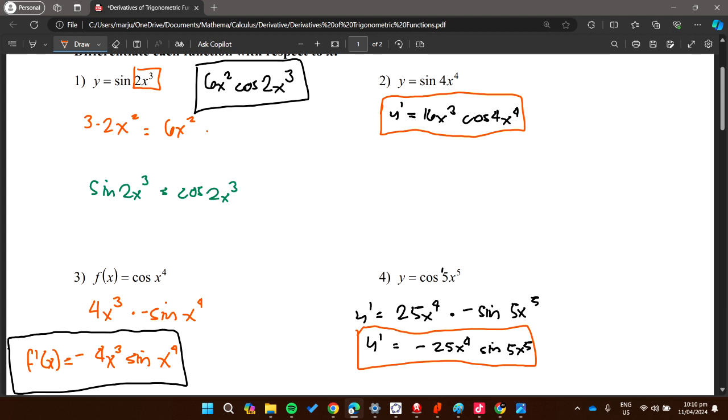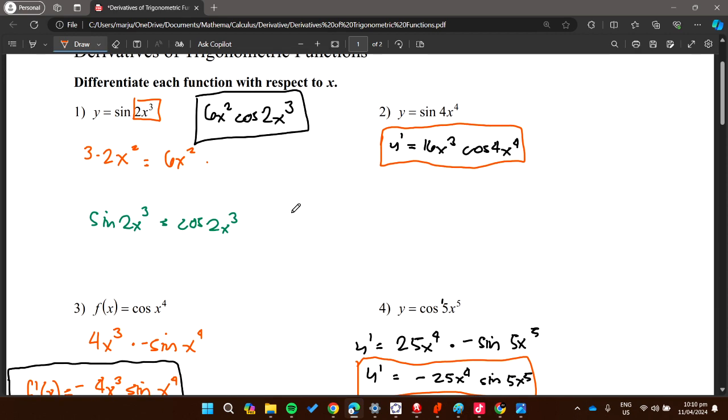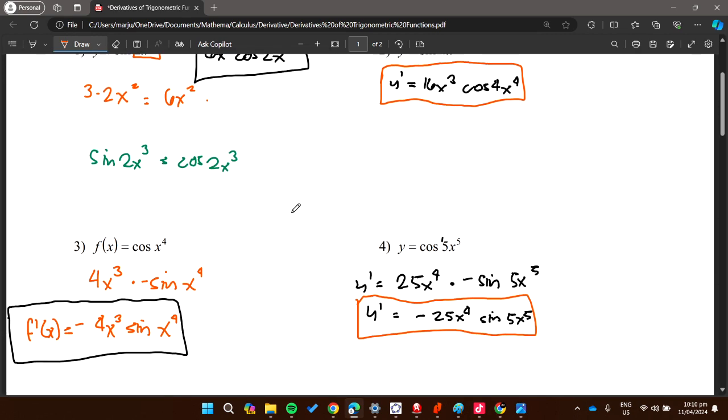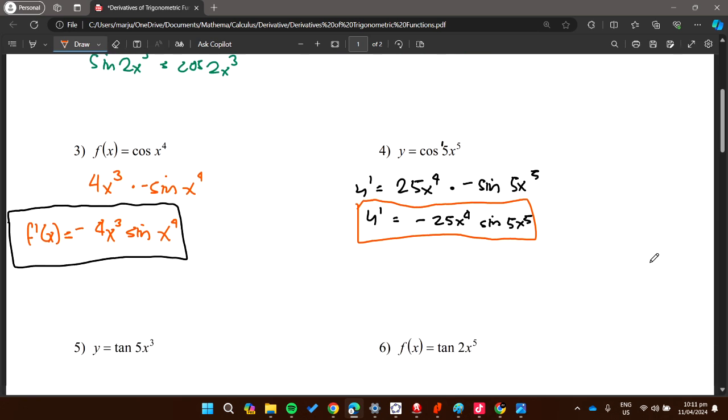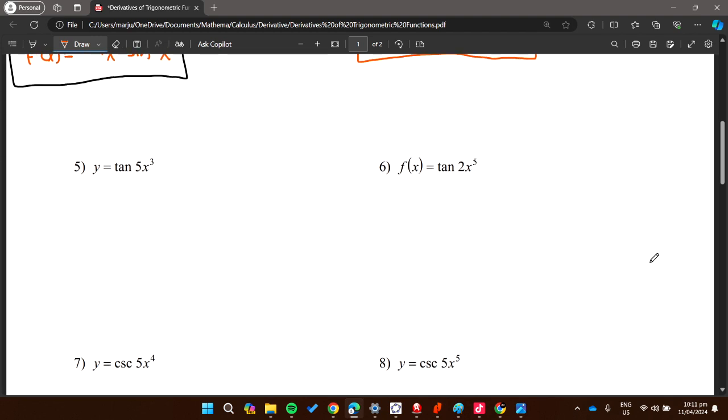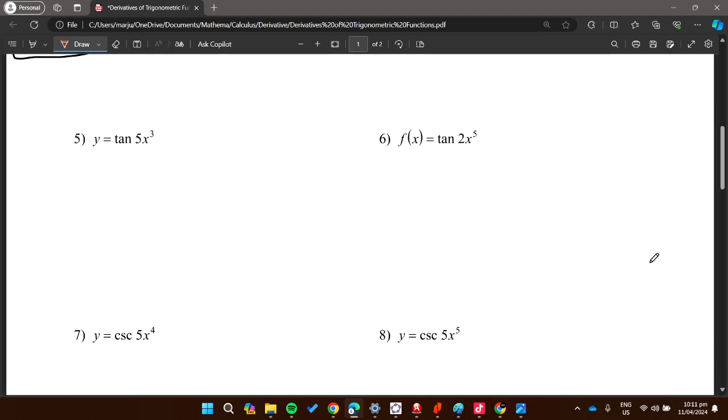Alright? So, madali lang yung numbers 1, 2, 3, and 4 because again, that is very straightforward. And again, we are just using sine or cosine. Alright? So, alam na natin yan. Now, number 5, we are now using tangent. Alright? And then, the succeeding numbers, meron na tayong cosecant.